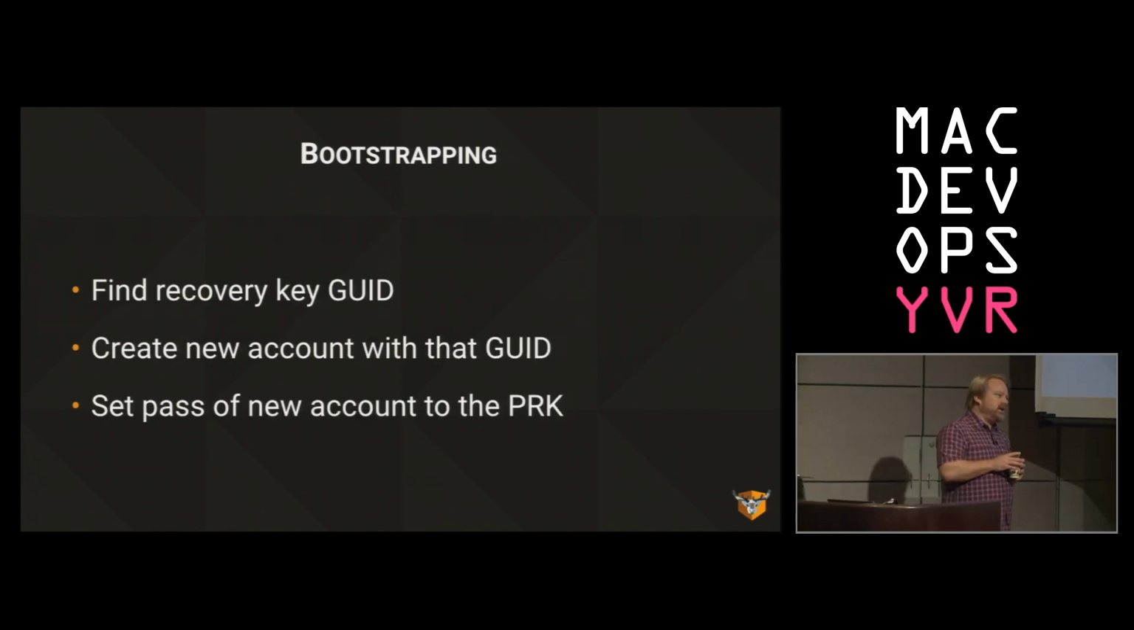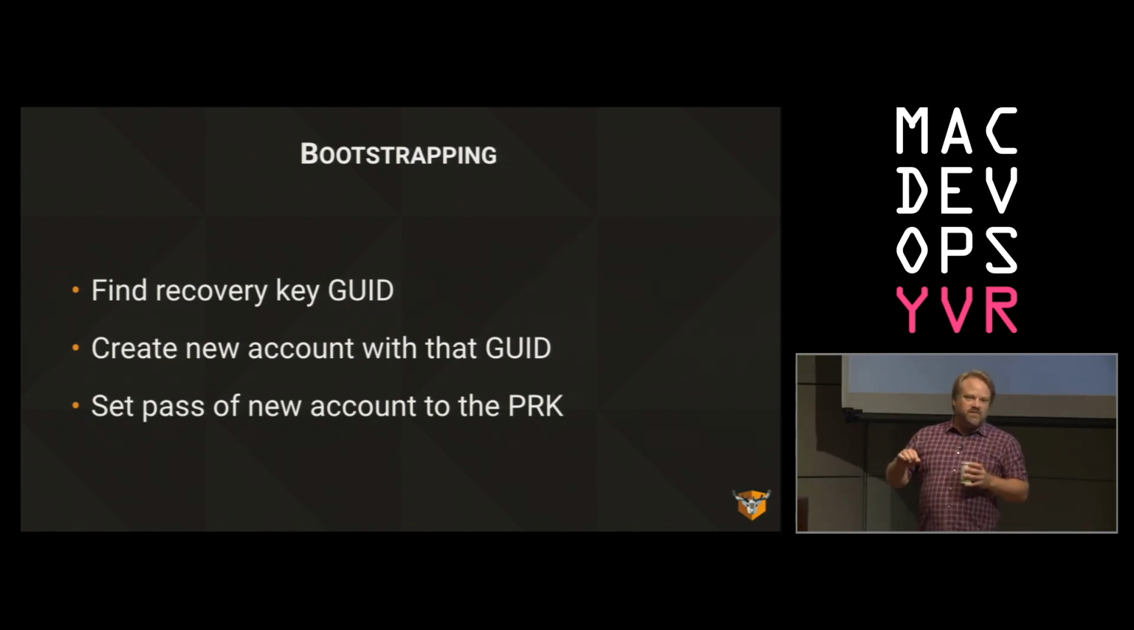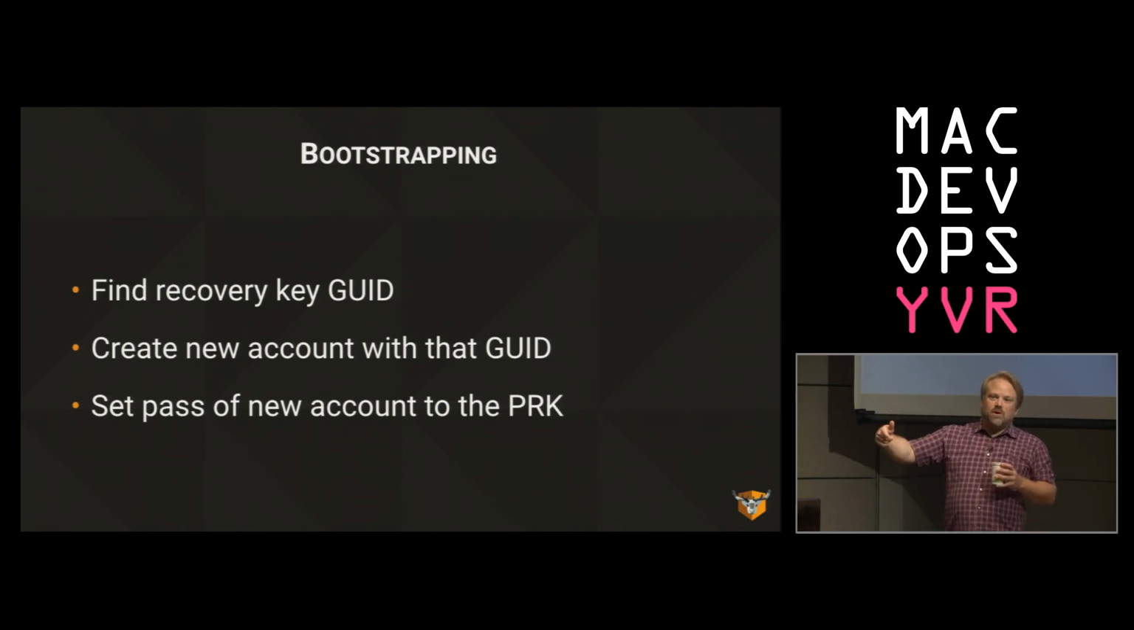You can actually find the GUID of the recovery key user. So if you go to diskutil apfs listCryptoUsers disk1s1, you're going to see that listing of usernames that are in those slots. Those slots will have a GUID. The actual local users, that GUID will match a GUID that's in directory services.